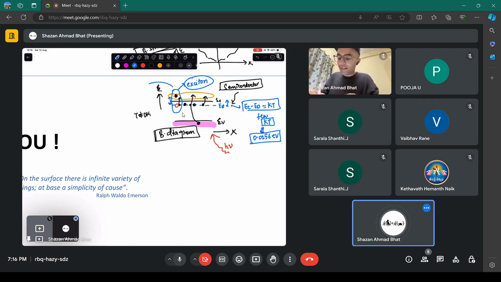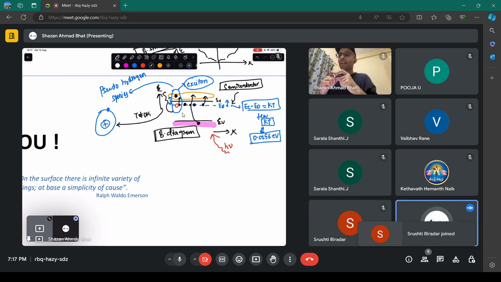It is just like something called a pseudo hydrogen species. Why pseudo? Why hydrogen? Because it is just like a positive charge and an electron, just like the hydrogen atom. That's it. So you can model this thing as a hydrogen atom, and that's what is done quantum mechanically. If you have an exciton, you can model it like a hydrogen atom, as if you are applying all of the electric field and other things on a hydrogen atom, and you have to solve the Schrodinger equation for the hydrogen atom. So that's why it's called a pseudo hydrogen species.